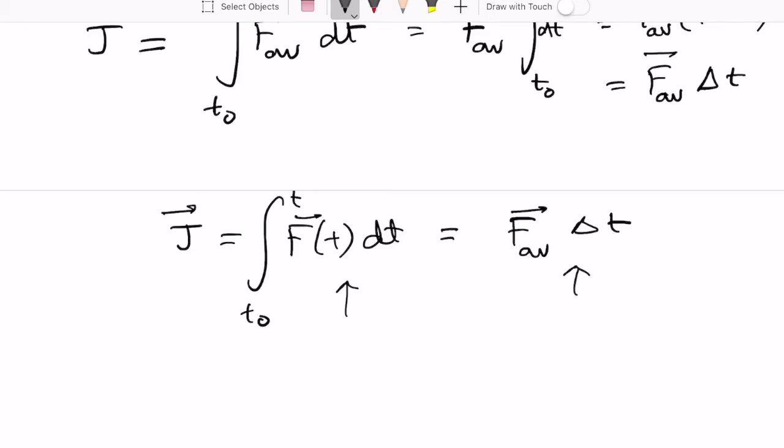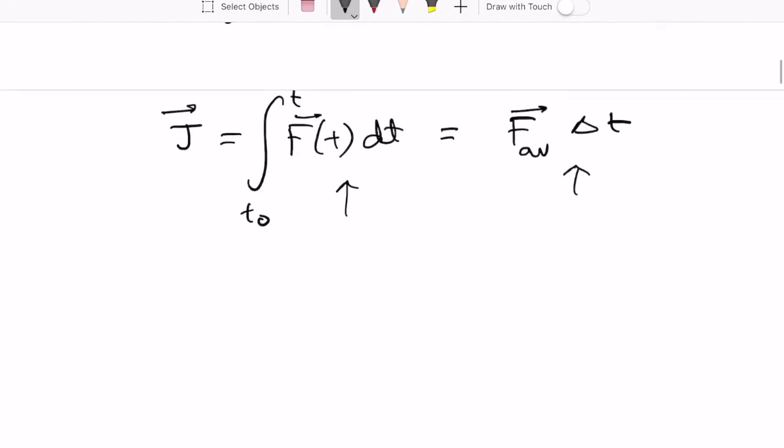Now, how is impulse related to momentum? We first learned about momentum, now we are learning about impulse. Is there any connection between them? Absolutely. That crucial connection is called the impulse momentum theorem, and that's what we're going to talk about next.